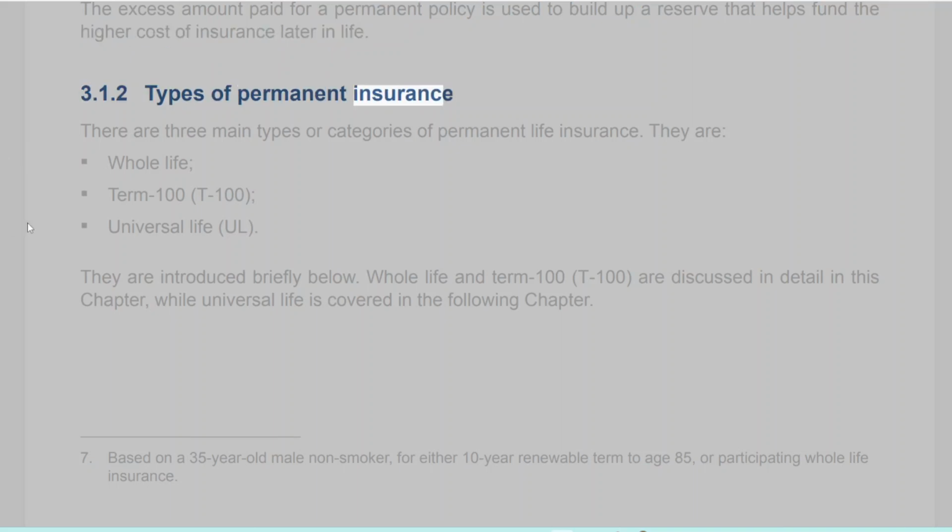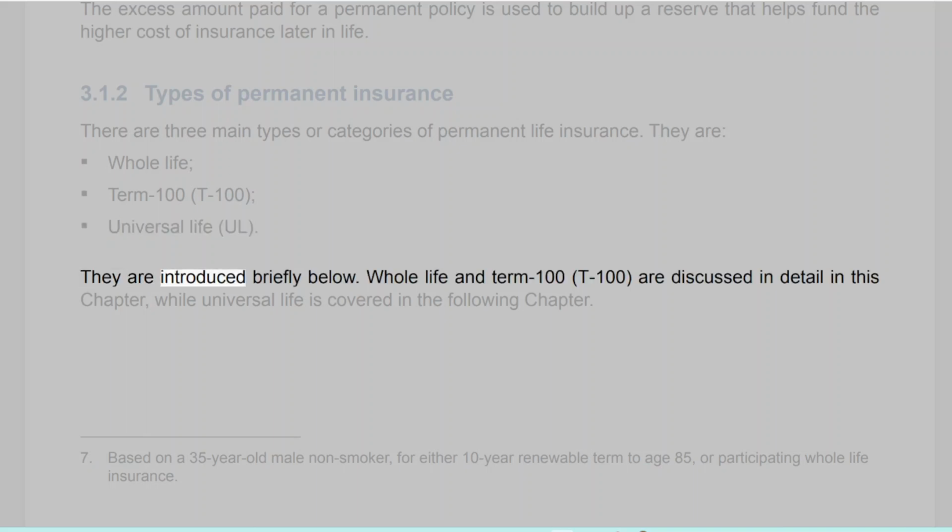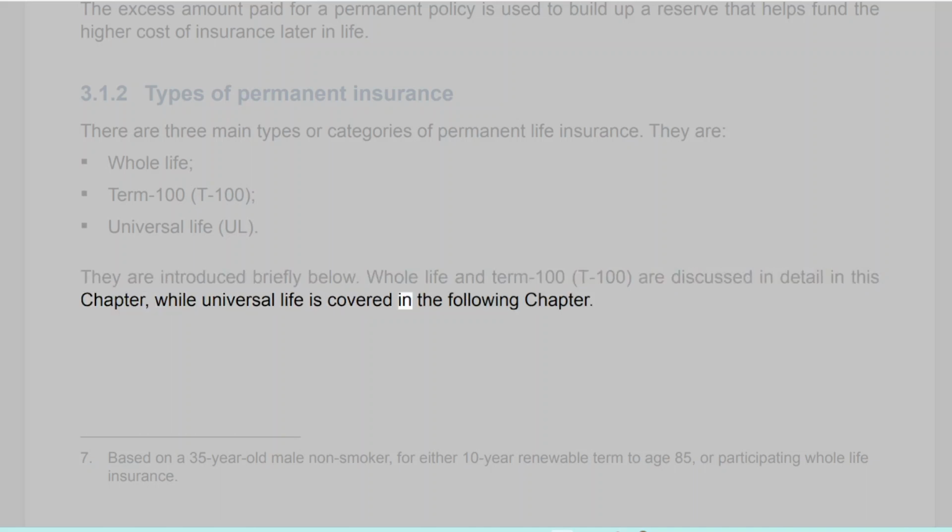3.1.2 Types of permanent insurance. There are three main types or categories of permanent life insurance. They are whole life, term 100, T100, and universal life, UL. They are introduced briefly below. Whole life and term 100, T100, are discussed in detail in this chapter, while universal life is covered in the following chapter.